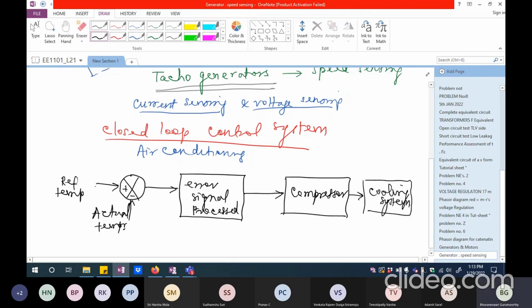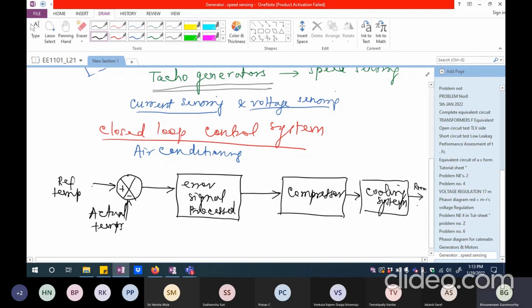Now the cooling system is blowing cold air into the room. So this is coming into the room. Now the room's temperature I have to measure, so I have to have something like a temperature sensor here.